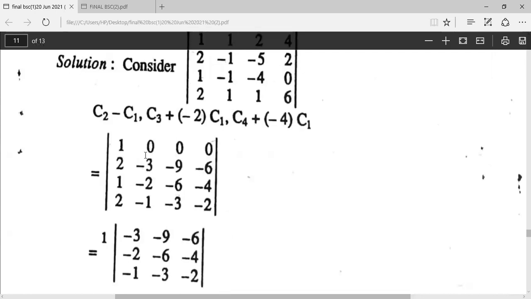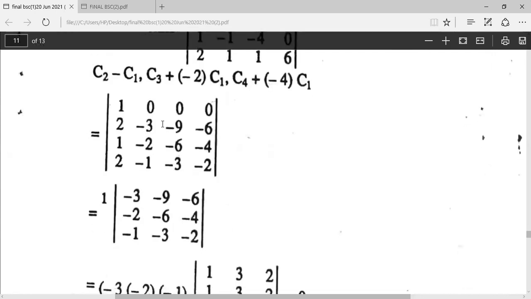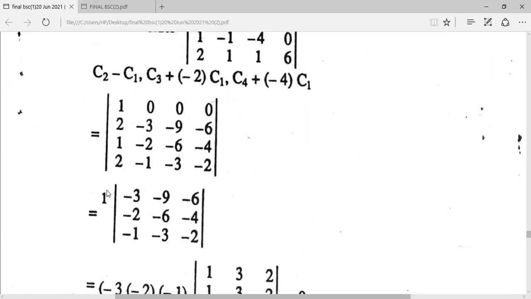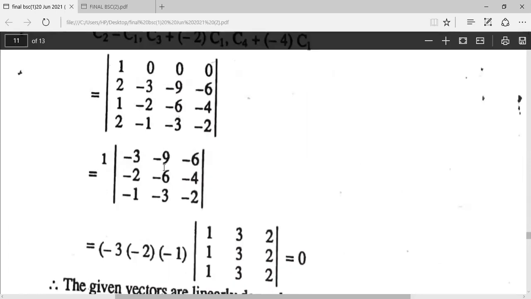Now you can expand this, you know the rule of expanding a fourth order determinant. Take the first element 1 outside, and take the minor of this. What is the minor of the 1 here? -3, -9, -6, -2, -6, -4, -1, -3, -2. Now you can expand this third order determinant.